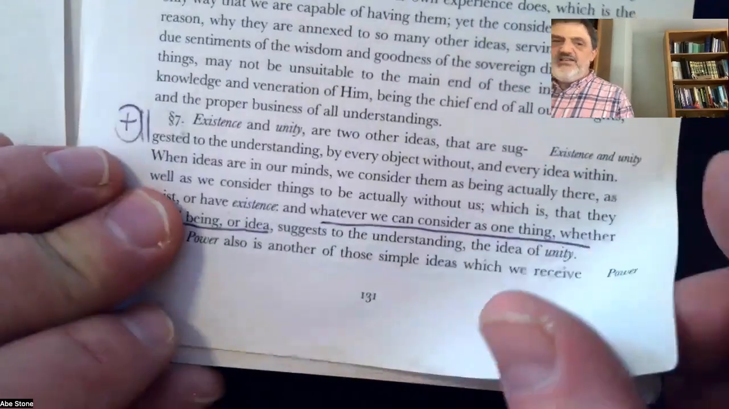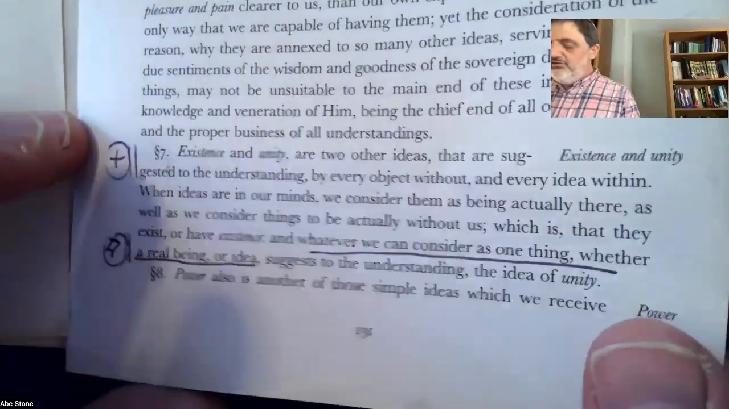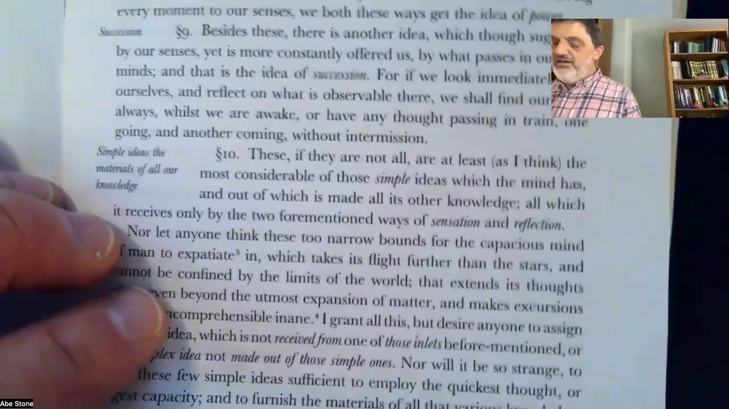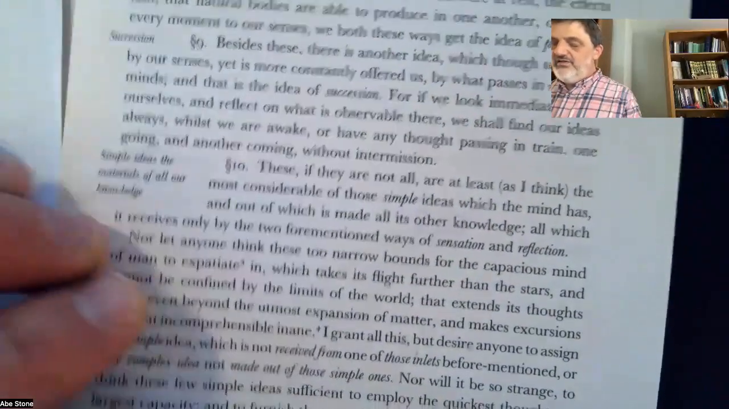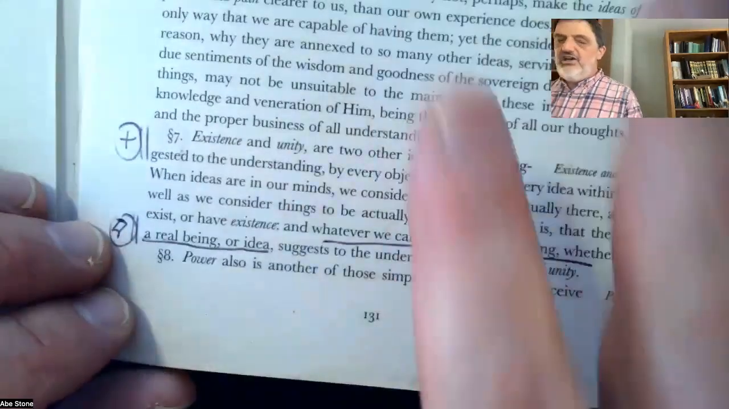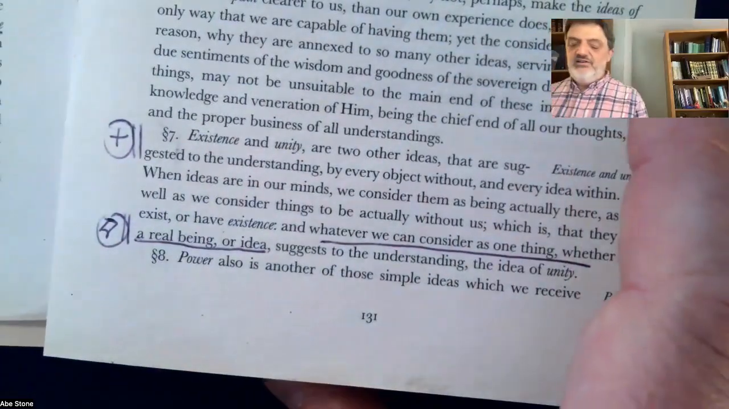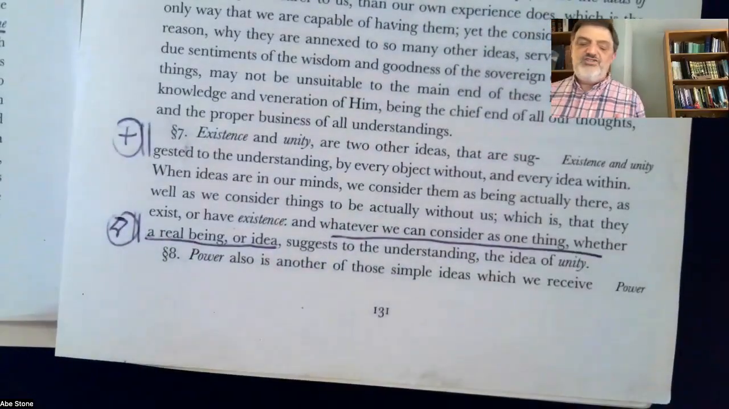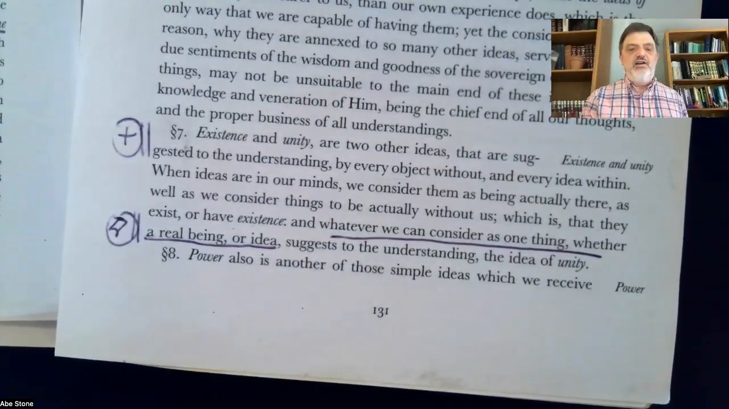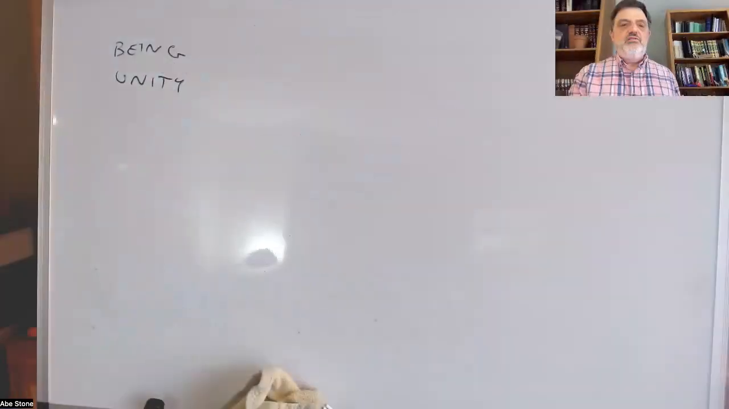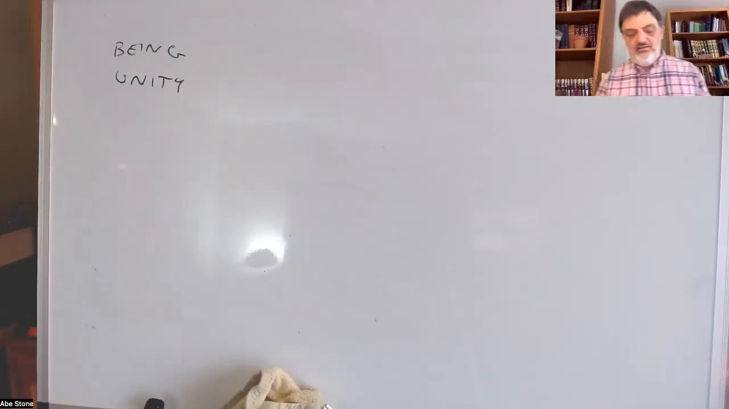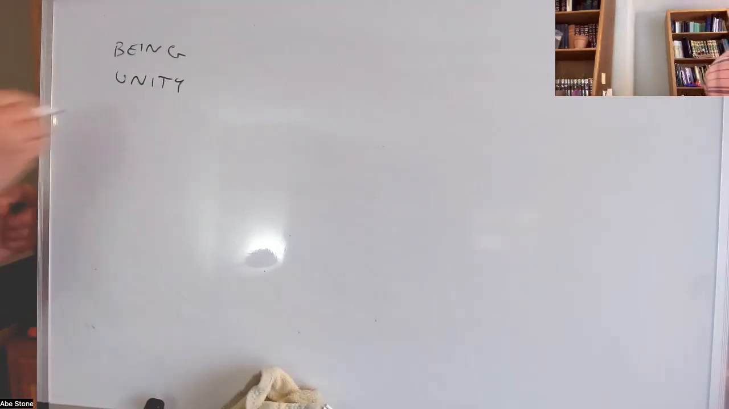Now, the next section here is about power. He doesn't say that power comes together with every idea. He just says it comes from both sensation and reflection. That's what this chapter in general is about. Chapter seven is about ideas that come both from sensation and reflection. But the truth is that I think power also kind of belongs on this list. Why do I say that?